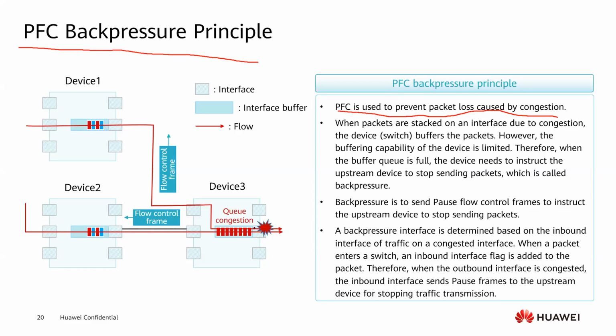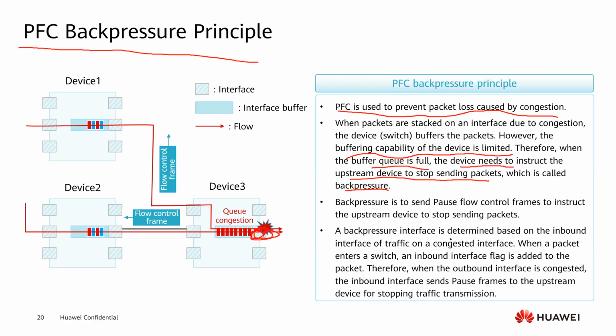That means, for example, this interface will have a buffer. It will buffer the packet. However, the buffering capability of the device is limited. Therefore, when the buffer queue is full, the device needs to instruct the upstream device to stop sending packets, which is called the back pressure. Back pressure is to send the pause flow control frame to instruct the upstream device to stop sending packets.